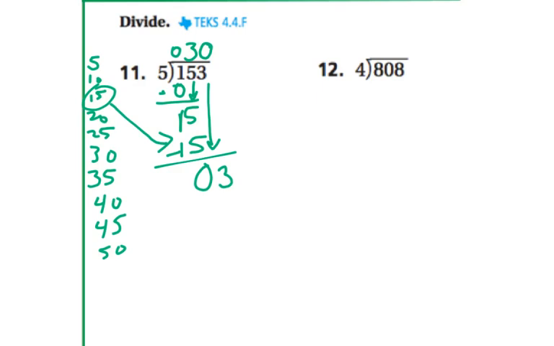Okay, so since 5 goes into 3 0 times, I put a 0 underneath the 3 as well, and I subtract. 3 minus 0 equals 3. So what happens with this 3? Well, it becomes my remainder. So my answer is simply 30 with a remainder of 3.